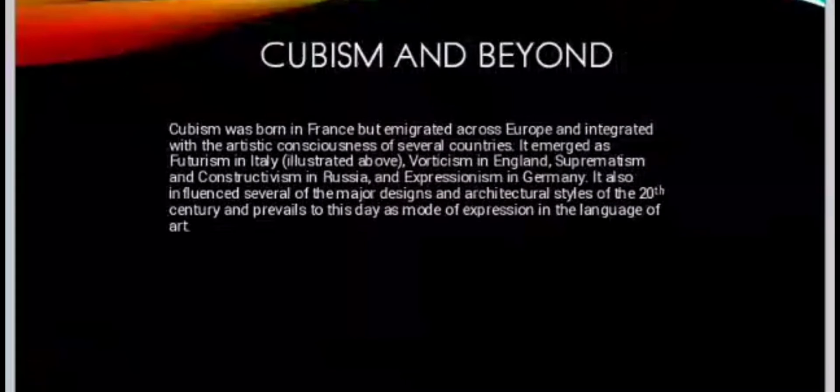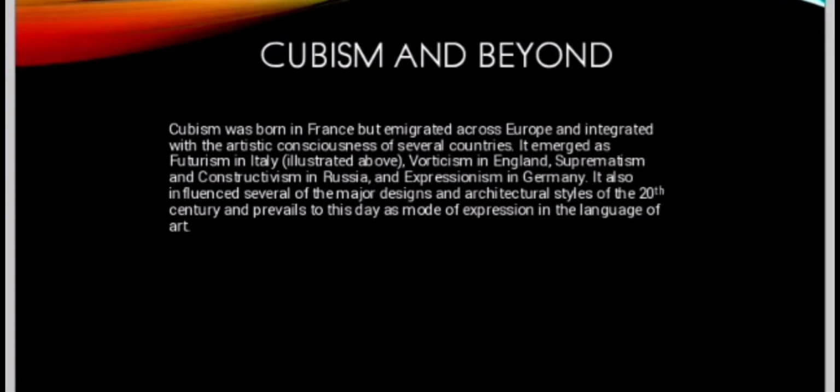Cubism was born in France but migrated across Europe and integrated with the artistic consciousness of several countries. It emerged as Futurism in Italy, Vorticism in England, Suprematism and Constructivism in Russia, and Expressionism in Germany. It also influenced several of the major design and architectural styles of the 20th century and prevails to this day as a mode of expression in the language of art.